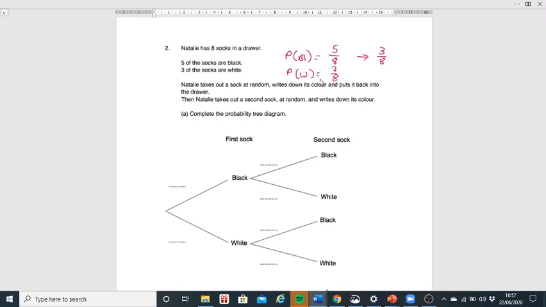I think Natalie has a very boring sock collection, personally. I have a lot more colours in my sock collection than black and white. Anyway, that's not the point.